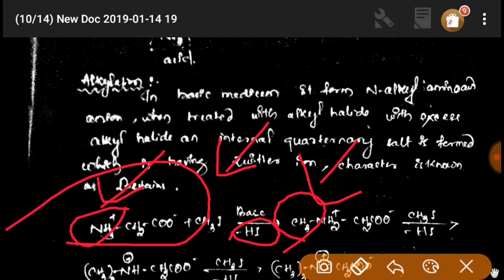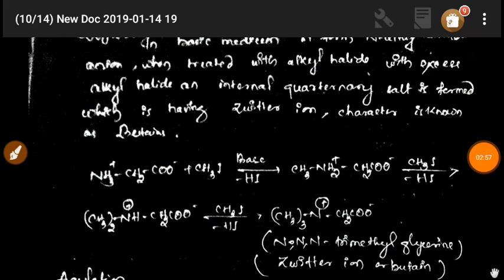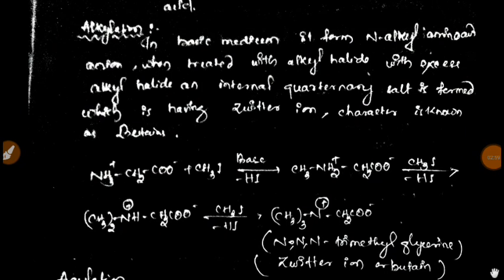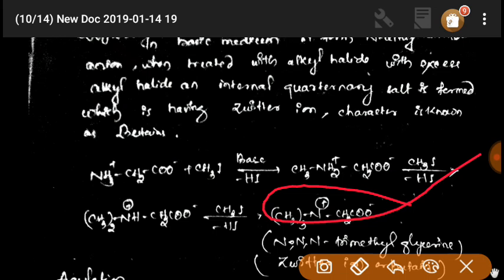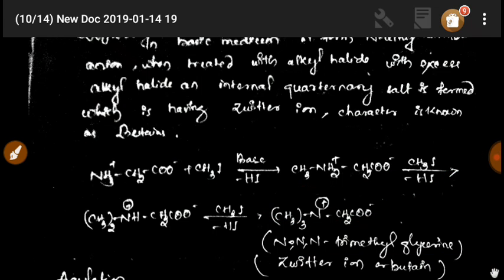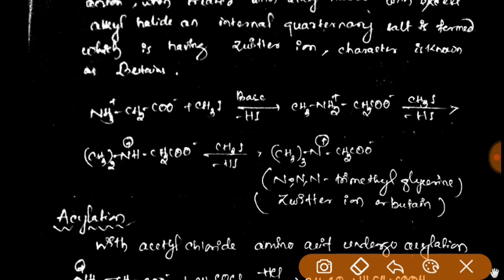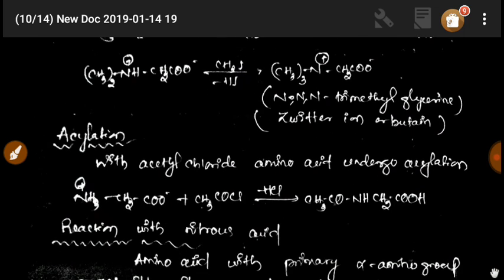Next, with an excess amount of alkyl halide, the compound is formed like this, and at last a dipolar ion is formed. It is also called N,N,N-trimethylglycine, or the dipolar ion, but it is called betaine. This process is known as betaine formation.